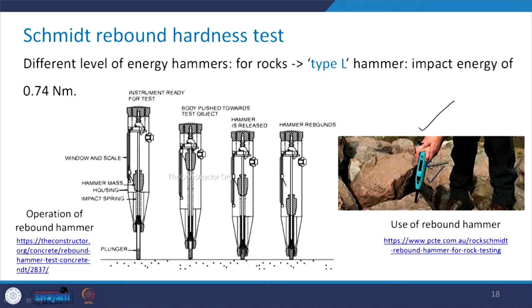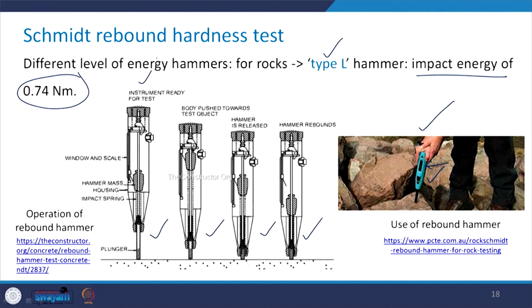So, for rocks we have an L type of hammer which has an impact energy of 0.74 Newton meter, and these 4 stages show the stage-wise working of this Schmidt hammer. You see, that's the original position where it is ready for the test.